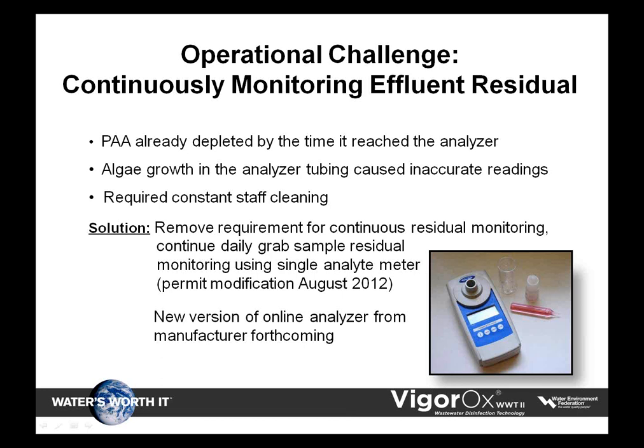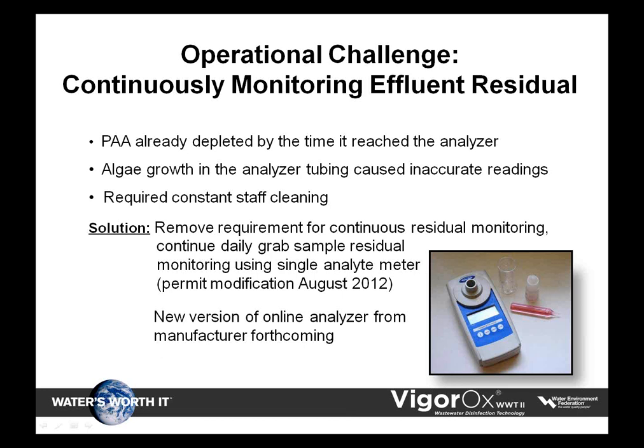Our solution was to present DEP with data that showed that our residual is never even close to our 1.0 limit. Typically, we're at a 0.1, mainly because of our post-aeration basins. So even when we dosed 4.5 parts per million for 21 days, our highest effluent reading was a 0.5 part per million. We also have 1,600 feet of outfall pipe that allows the PAA to further deplete before discharging to surface water. So as part of our 6-month operational report, we recommended removing the continuous effluent monitoring requirement, but continue with the daily grab samples.